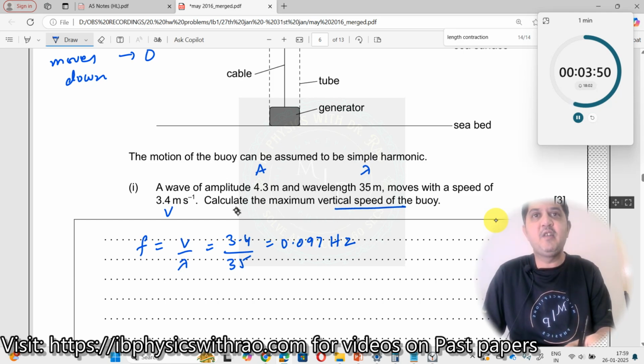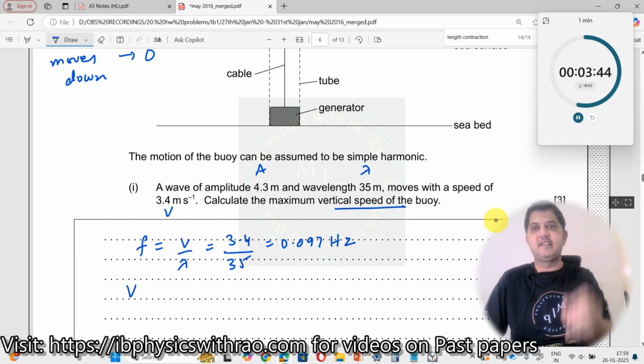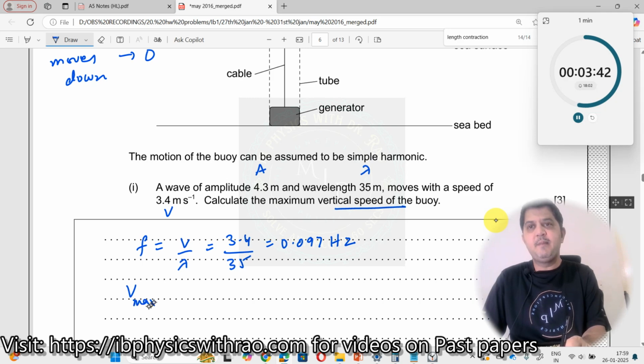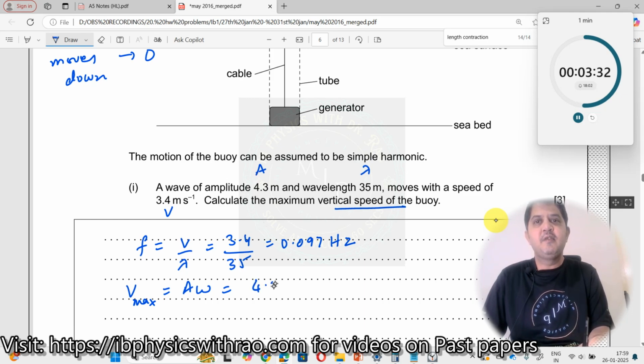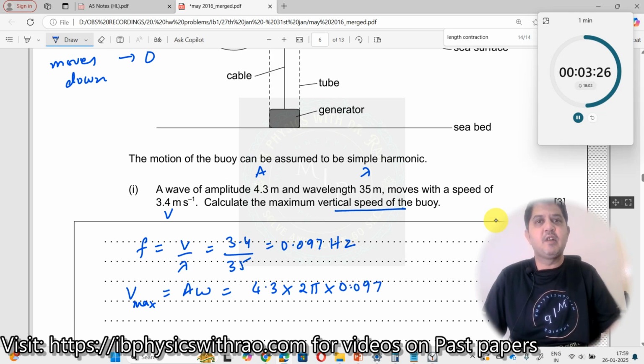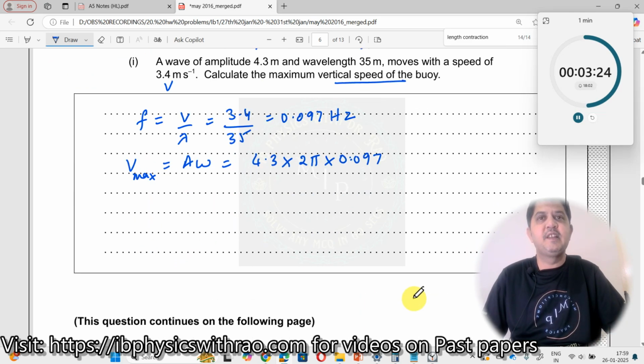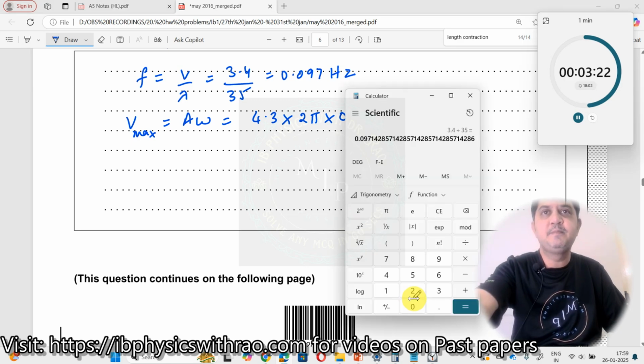Next is to find out the maximum vertical speed. The maximum vertical speed of a particle executing SHM is given by V max is equal to A omega, where A is the amplitude, omega is the angular frequency. So if you know frequency, you can determine the angular frequency. Amplitude is already given to you, 4.3 multiplied by 2 pi multiplied by 0.097. Okay, you got all the values. Now let us substitute this to get the final answer.